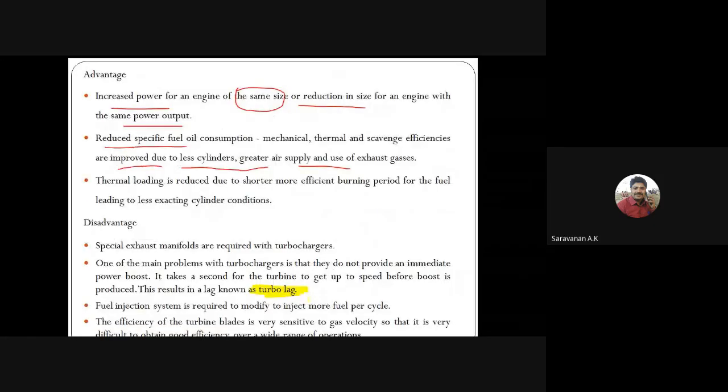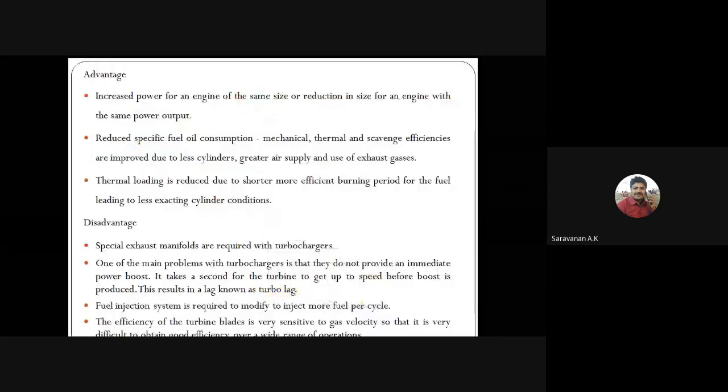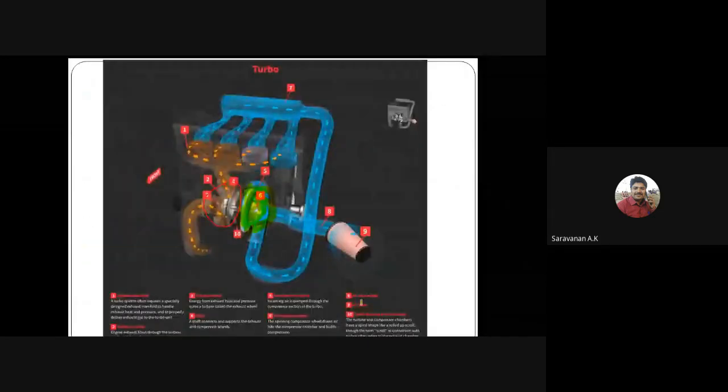We have more terms in turbochargers and superchargers, but in our syllabus only limited content is given, only an introduction about turbochargers and superchargers. That's why we stopped here. Otherwise, if we have additional classes, we can see more terms in turbochargers and superchargers. Up to this we can finish unit 3, right?